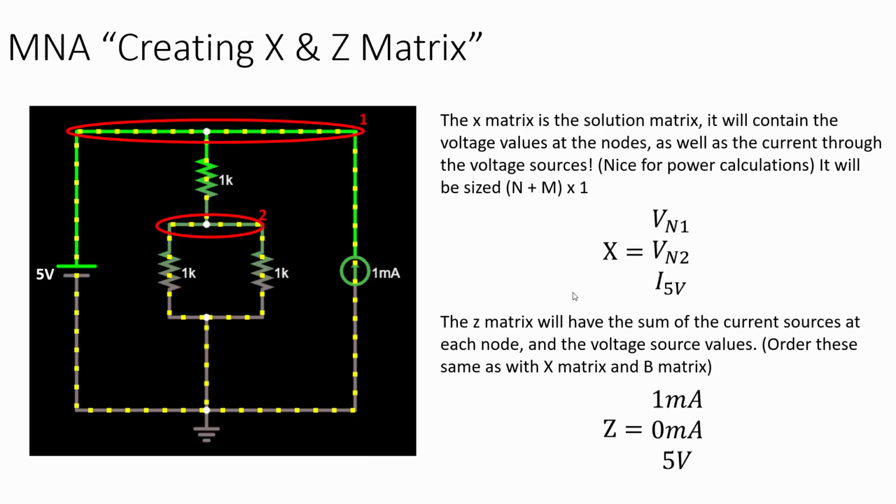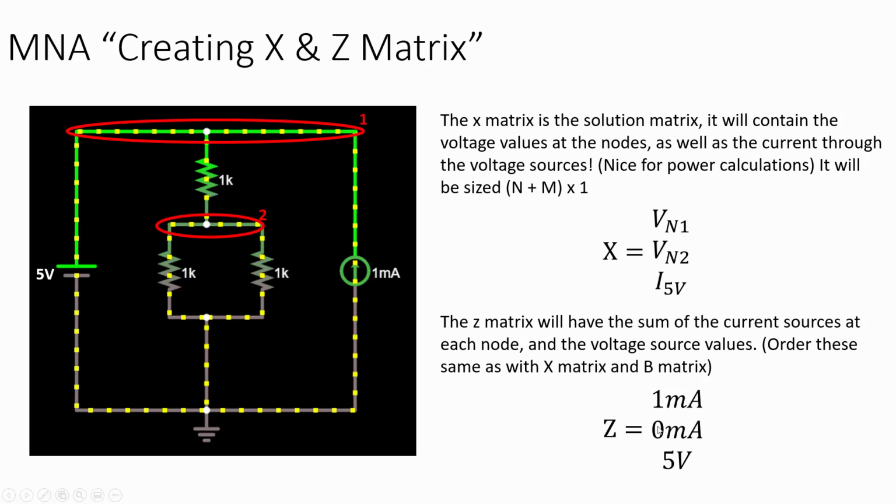So then creating the X and Z matrix, this is the last step. The X is going to be where your answers end up. The Z is going to be kind of like your source dependent things. They're both going to be column matrices of size n plus m, which is nodes plus voltage sources. The X matrix is your answers: your voltage at node 1, your voltage at node 2, and your current through the voltage source, or all the voltage sources if you have more.